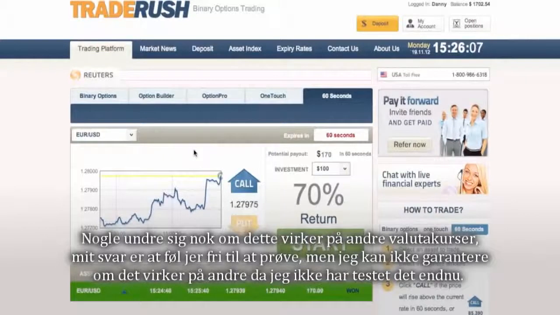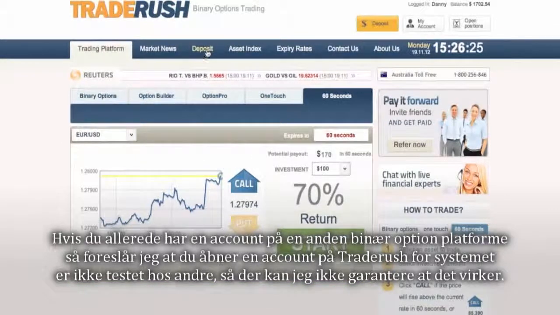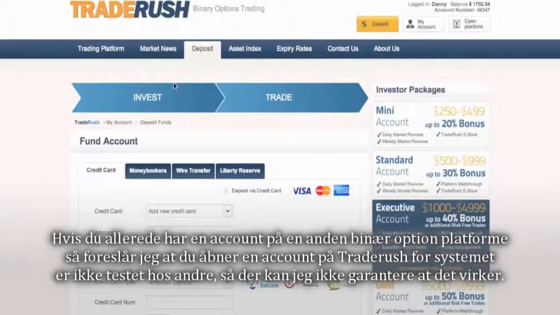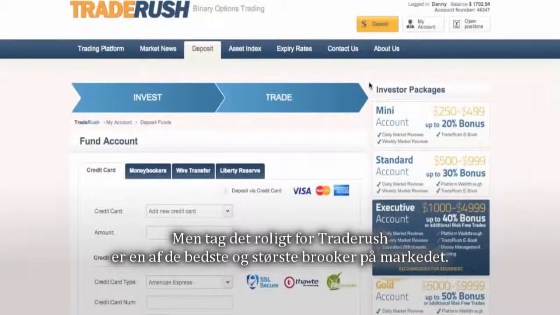Some of you might wonder if this will work with other currency pairs. My answer to that is feel free to try it on another pair, but of course I can't guarantee it'll work because we haven't tested it yet. Also, if you already have an account with another binary option broker, I do recommend you open up an account with TradeRush, because this system hasn't been tested on any other brokers. So I won't be able to guarantee that it'll work. But not to be worried, because TradeRush is one of the best and largest brokers out there.